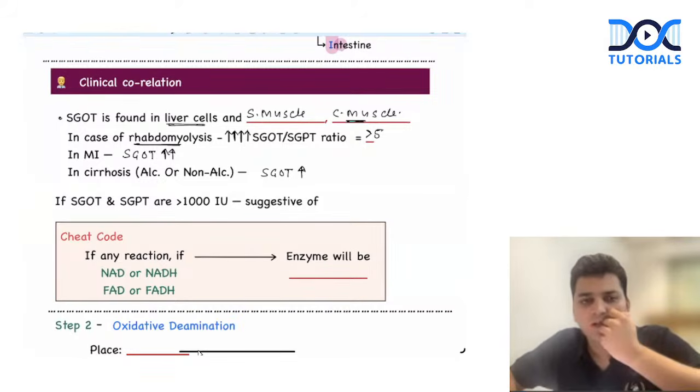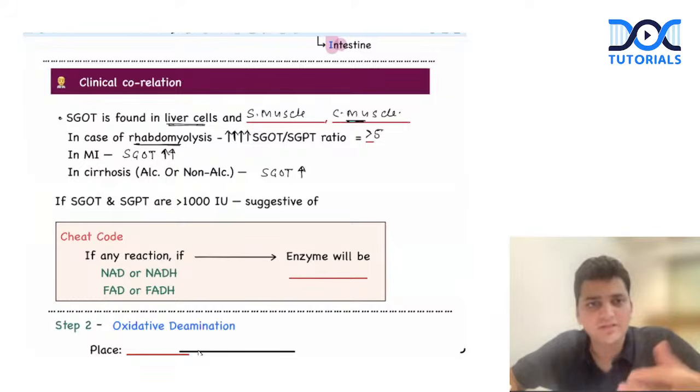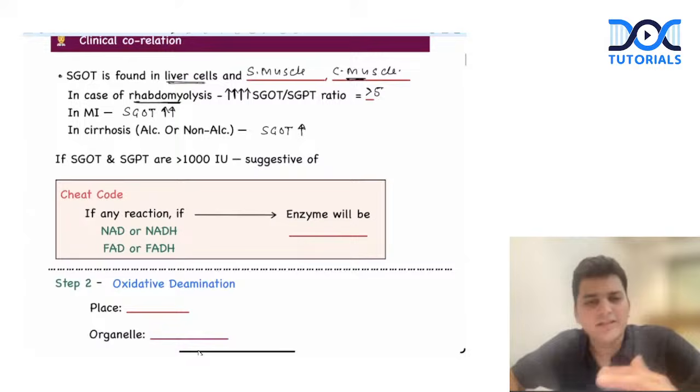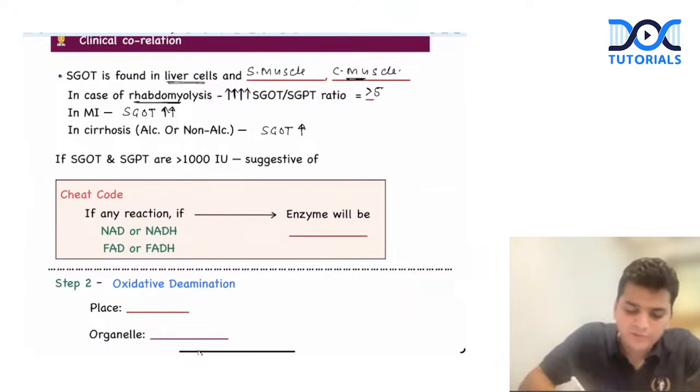So there are some more conditions where the SGOT increases. It's not just liver disease. It can be rhabdomyolysis or myocardial infarction, because in the muscles, cardiac muscle and skeletal muscle, we have the SGOT. Normally, the SGOT, SGPT value is 30, 40 international units. There are only a few diseases where the SGOT, SGPT can go in the thousands.